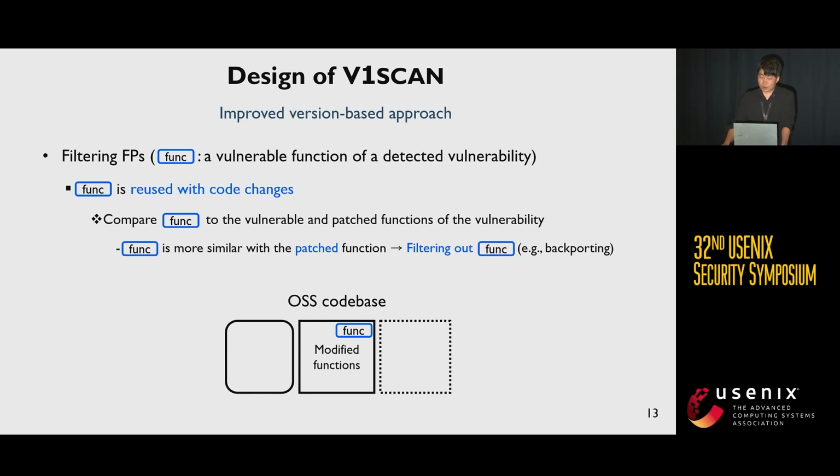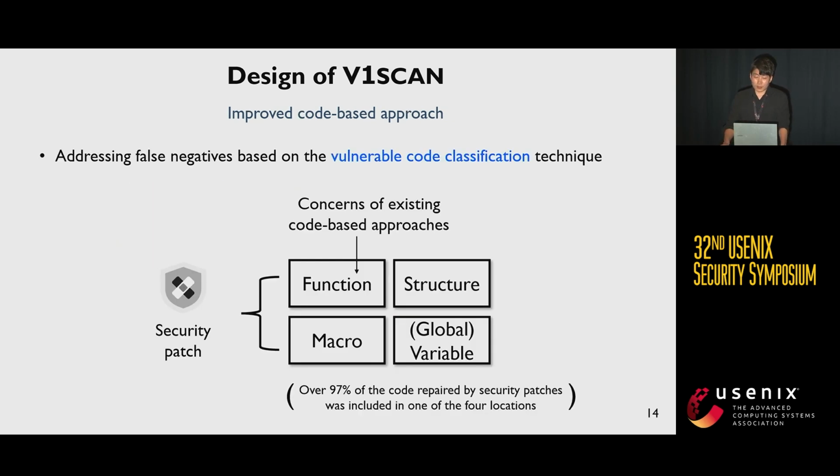So by applying the reused code classification and also devising a new filtering method, V1SCAN can address the false positive problems of the existing version-based approach. And next, to address the false negatives of the existing code-based approaches, V1SCAN uses the vulnerable code classification technique. We classify the code locations where vulnerabilities exist into the following 4 groups: function, structure, macro, and global variables. Then V1SCAN takes an effective vulnerability detection approach for each code location.